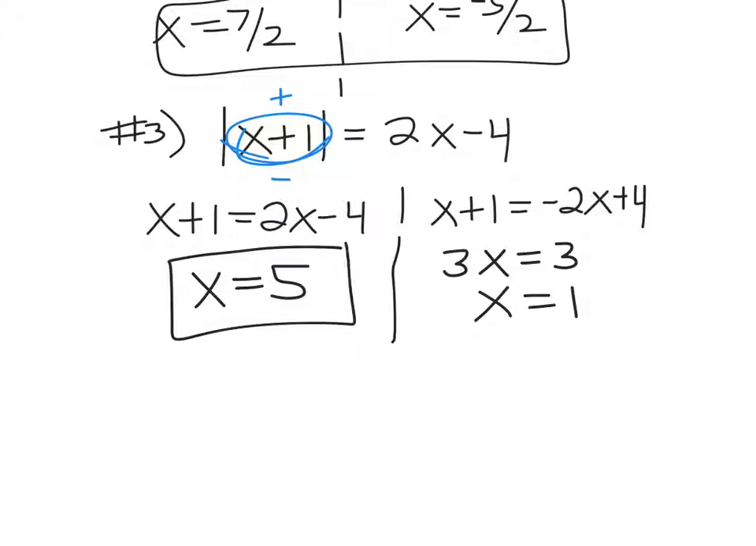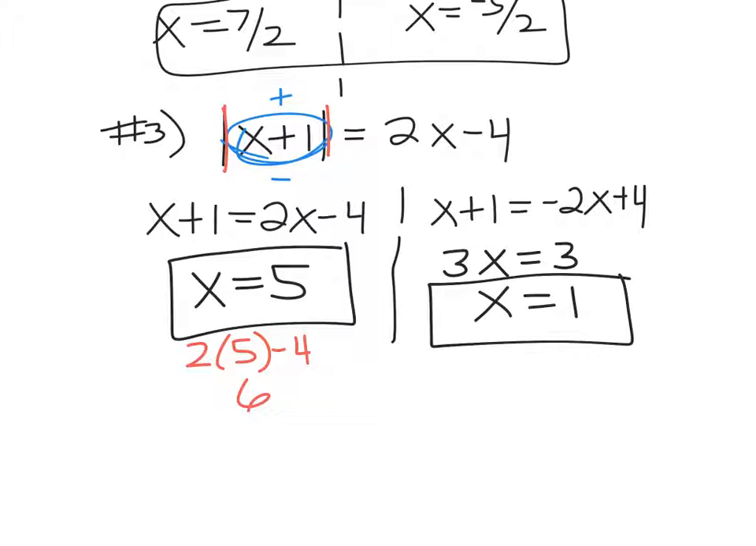All right, now you need to check these to see if they work. Okay? The last ones I didn't need to check. There wasn't going to be a problem. The only problem is if I have an absolute value right here and it equals a negative number, that can never happen. Okay? So if I plug in 5 over to this side, I get 2 times 5 minus 4. If you want to do that in your head, that's great. You don't have to show that. And I get 6. Perfect. If I look over here, 6 equals 6.